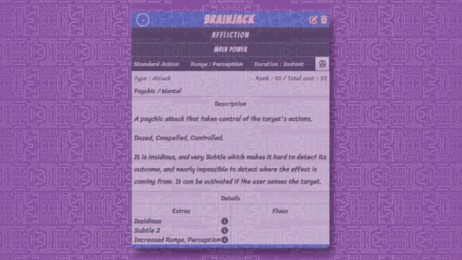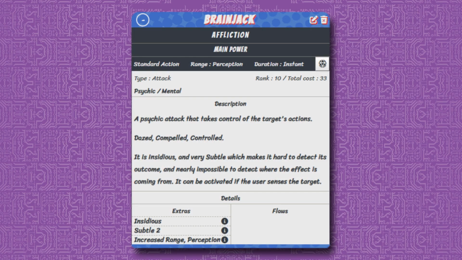For something a little bit more sick and twisted for your Game Master, try my Brainjack combo. First, take a mental affliction. Entranced or dazed, then compelled, then controlled. Now slap on Insidious, flat 1 point, making it harder, but not impossible for the target to realize they're not in control of themselves. Great. Now put in Subtle 2, that's 2 points. Now your power doesn't even give off a cue it's happening. You could stop there, but let's give it a bit of flavor. Increased ranged perception, plus 2 points per rank.